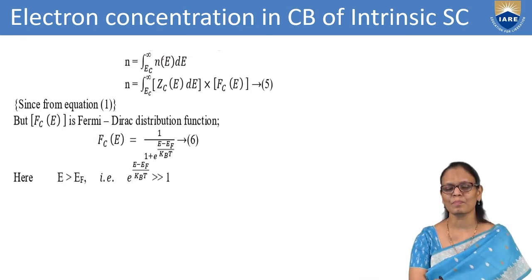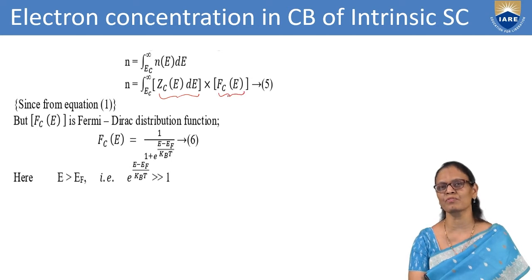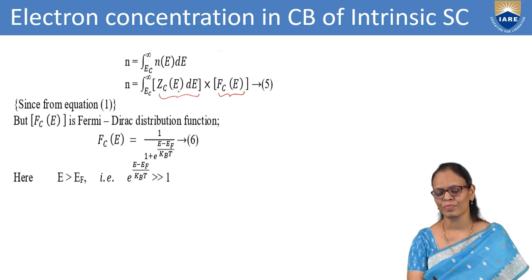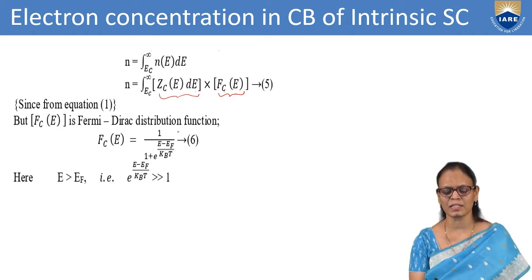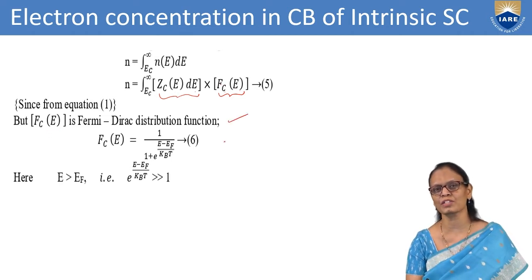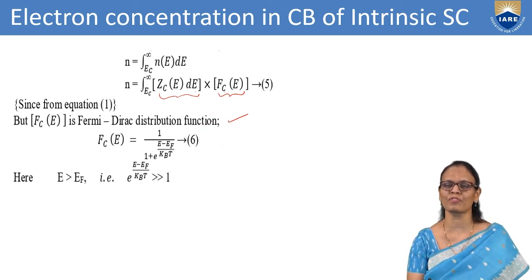Now I am going to substitute for n of E. How are we getting n of E? By multiplying the density of states and the probability distribution function. So in place of n of E, I am writing Zc of E into Fc of E. Now what is Fc of E? It's the Fermi-Dirac distribution function, which talks about the probability of occupancy of electrons in each energy state.